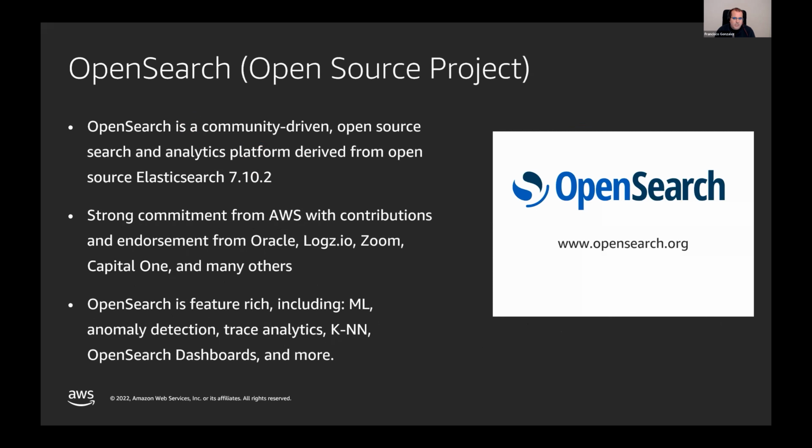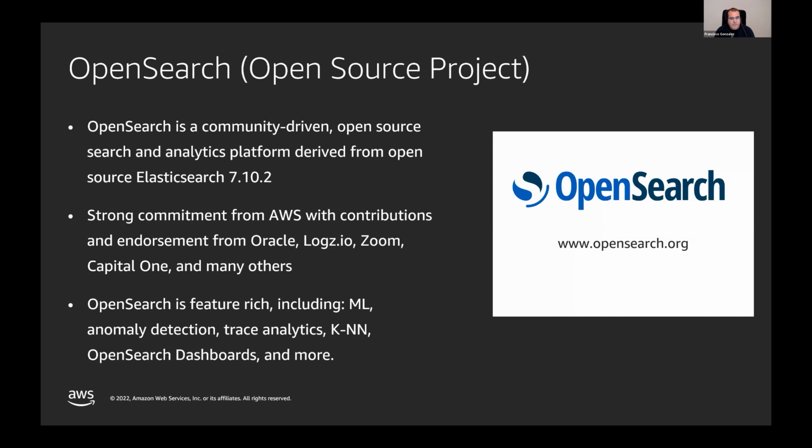So OpenSearch is an open source community project. We have the open source project, and then we have the Amazon Opensearch Service. The Amazon Opensearch Service is the managed service for the OpenSearch community project. OpenSearch is a community-driven open source project for search and analytics, and it started as a fork of Elasticsearch, and it's been out there for more than a year and a half now.